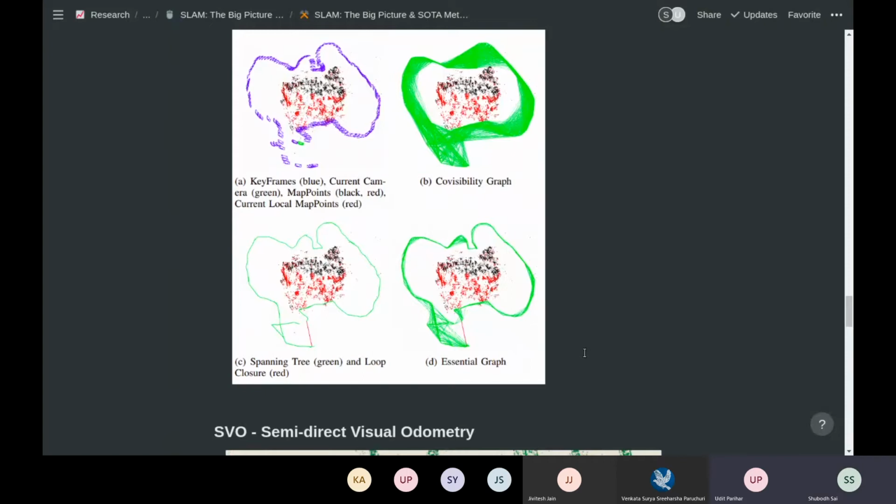Here you do full pose graph optimization. This red edge in the essential graph is basically the loop closing edge, and you have generated this essential graph out of this covisibility graph. So here we will do full pose graph optimization. So yeah, this is ORB-SLAM.